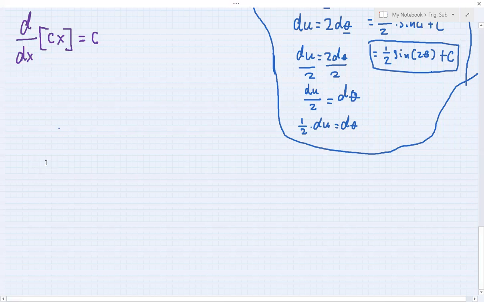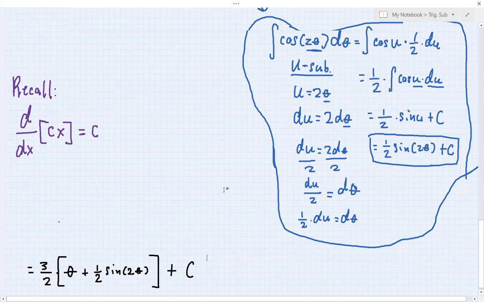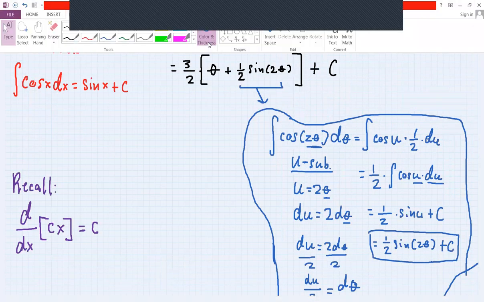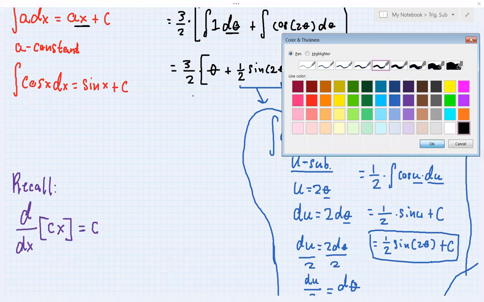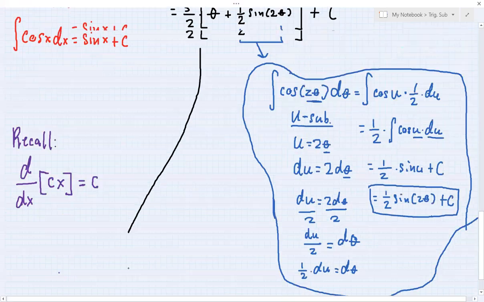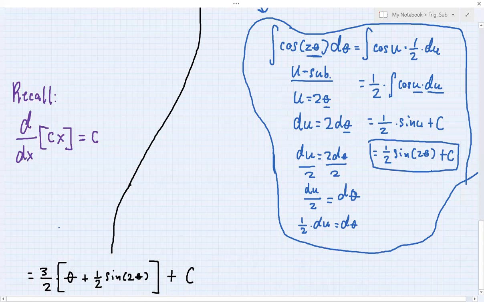Dito ko lang siya ilagay. Continuation. Ayan. So meron pa tayong gagawin. Okay. So let me draw a line here, from here up to here. Ayan.